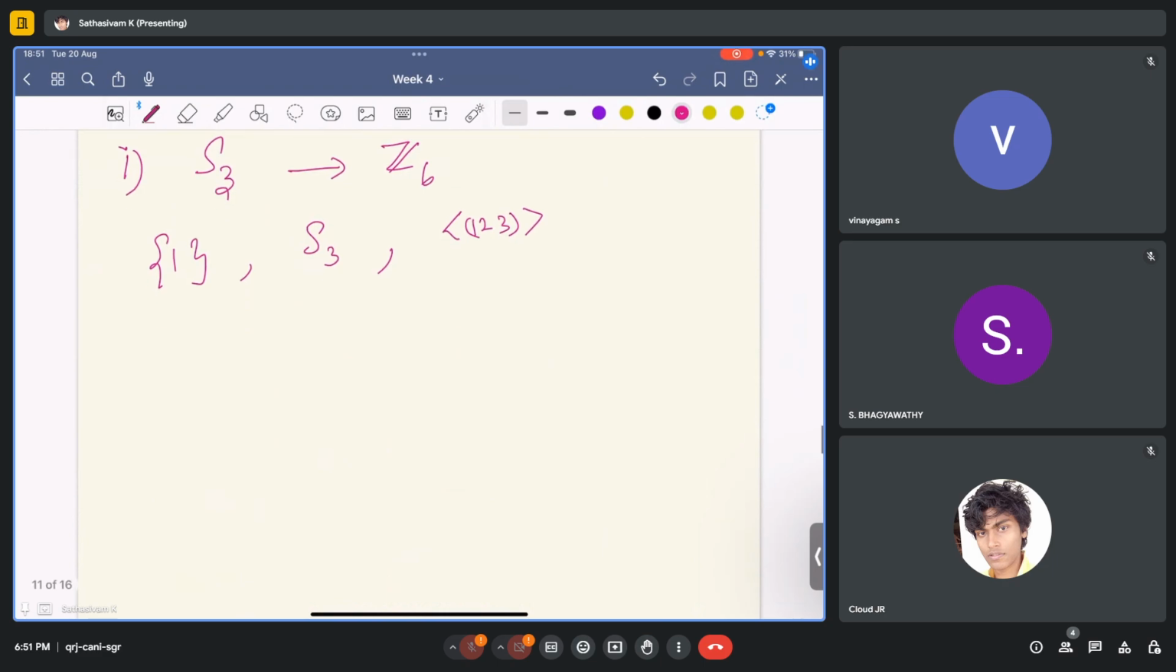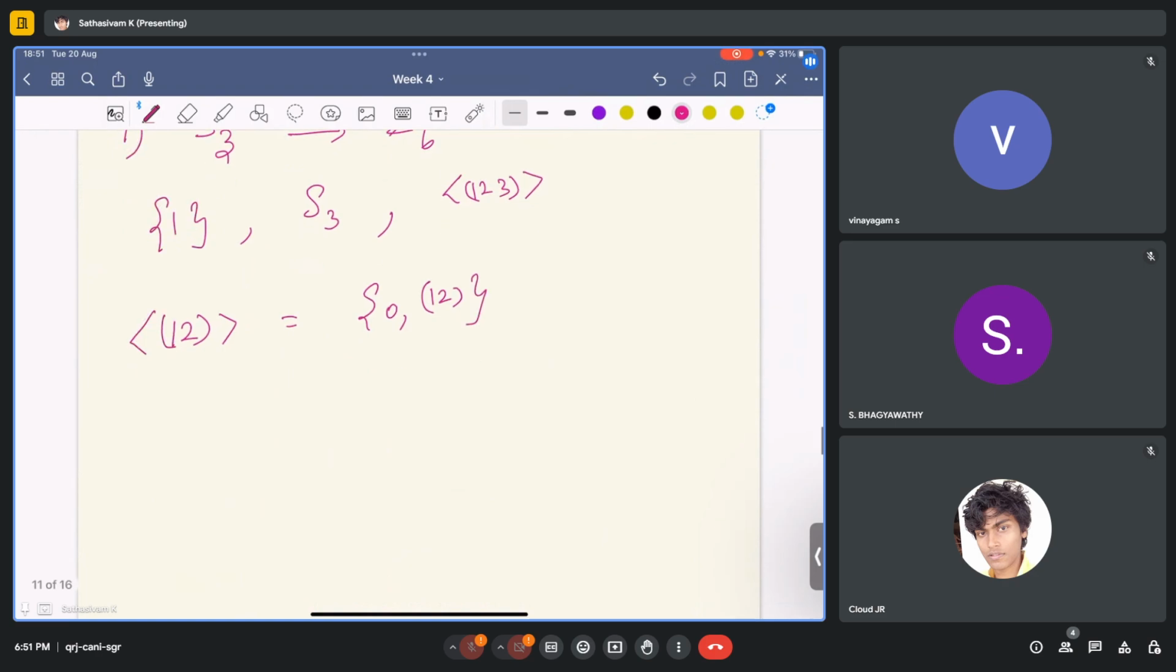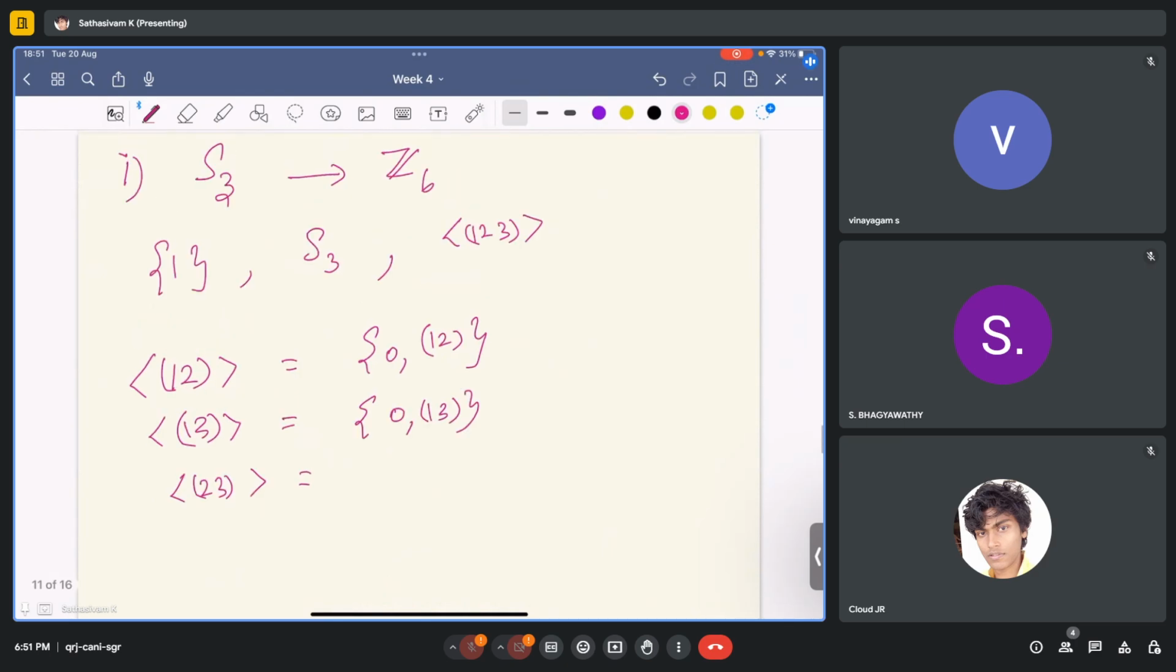We also have some other subgroups, like, let's say, the subgroup generated by (1 2), which is nothing but the identity and (1 2). There are three more subgroups: the one generated by (1 3), and you can see the subgroup generated by (2 3). So you can write it: there are basically six subgroups.